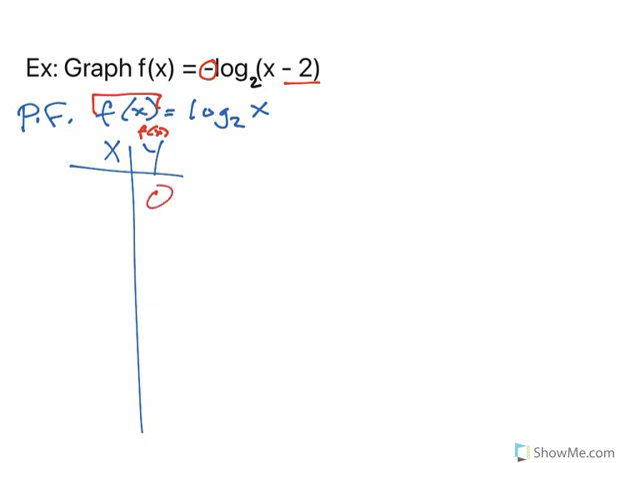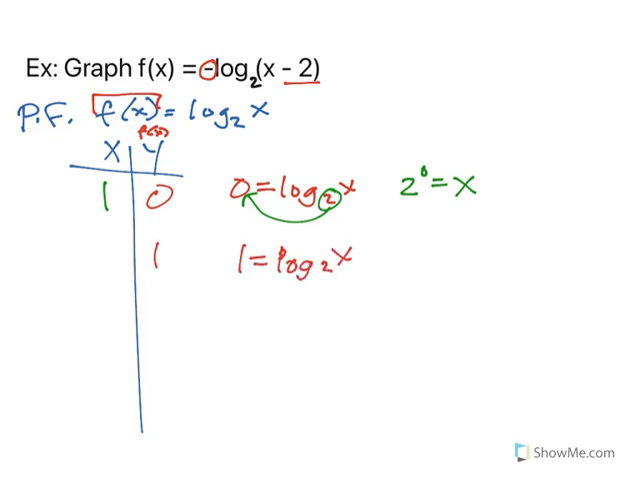So let's start with 0. If I plug in 0, I get 0 equals log of x base 2. So that means 2 raised to the 0 power equals x. Well, 2 to the 0 is 1 because anything to the 0 power is 1. All right, let's do it again. Let's go 1. So 1 equals log of x base 2. So that's 2 to the first equals x. That's 2.